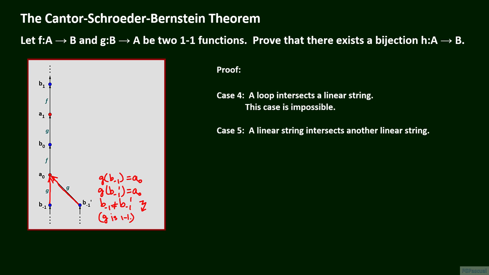We would also get a contradiction if instead of a sub 0, the two graphs merged at b sub 0, an element of set B. And so it is impossible for two distinct linear strings to intersect.